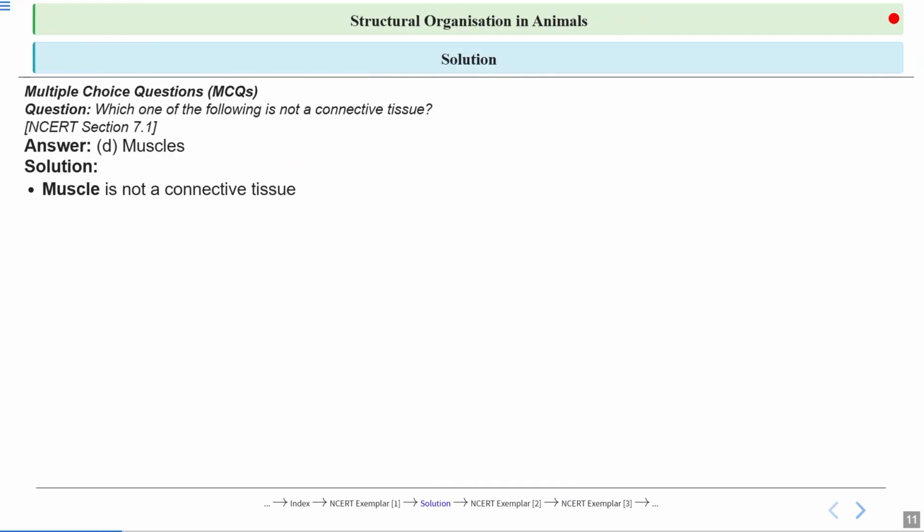So the correct answer is option D, muscles. Muscle is not a connective tissue. It is composed of long cylindrical, numerous fine fibrils that are called myofibrils. We have a separate tissue, muscular tissue, right? We have a separate tissue as muscular tissue.